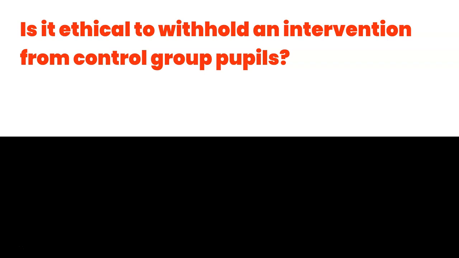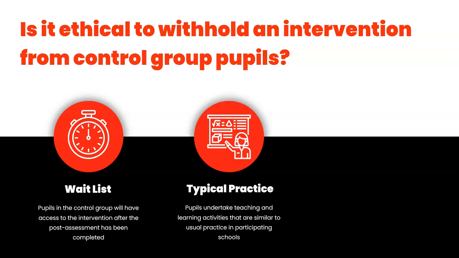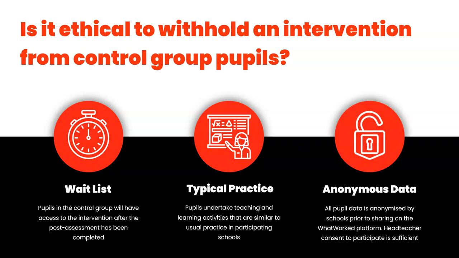Something that we get asked is, is it ethical to withhold an intervention from a control group of students? So we always use a waitlist, in that if the intervention shows promise, they can access this after the post-assessment has been done. What we do is typical practice. So this is interventions that are commonly used in other schools. We're just trying to find out, will it replicate in your school? And we use anonymized data. So no personalized data from any learners goes onto our platform. So head teacher consent is sufficient to participate in the trial.